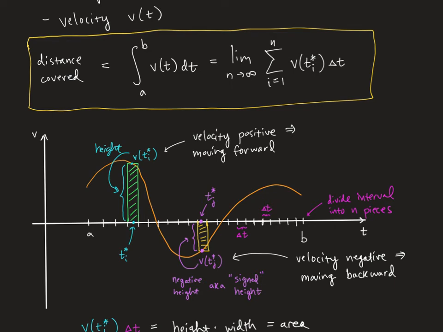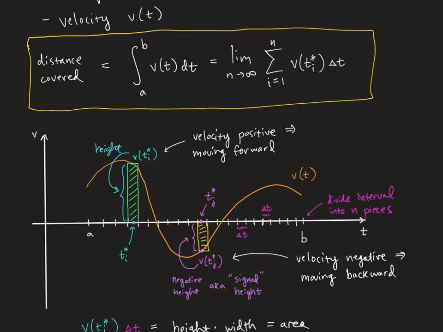So here's the situation. We have in this picture the graph of the velocity curve. This orange curve is v of t. When v is positive, we interpret that as moving forward, so positive velocity means moving forward along our line. And down here where the velocity is negative, we're moving backwards along the line.